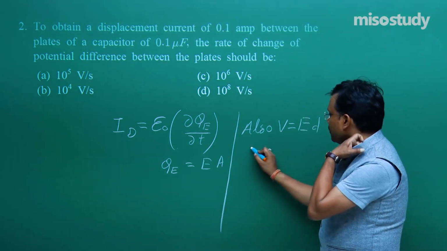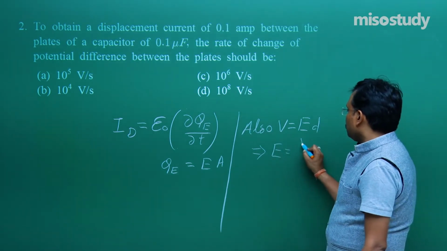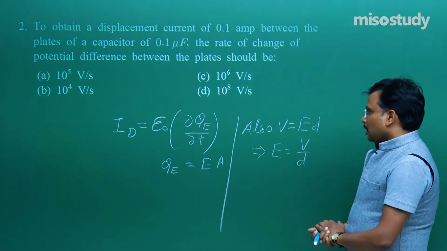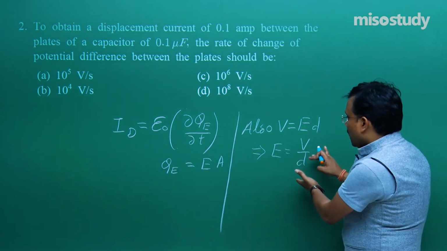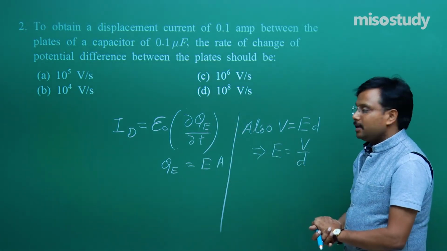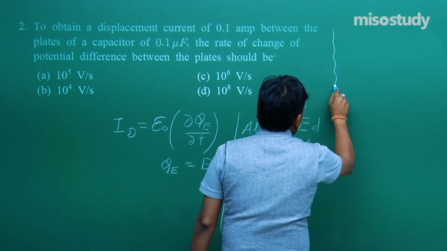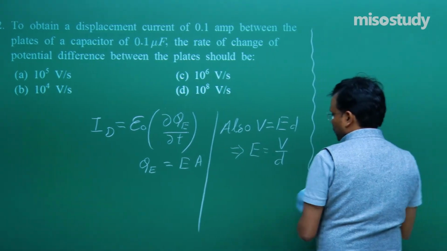Okay. So from here what I can say? I can say E is equal to V by D. Fine. Now replace the value of V by D in this particular relation, that is phi E is equal to E A. So let me use this space. Fine, I explained what exactly we are trying to do.